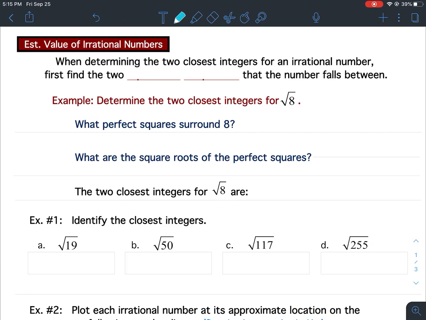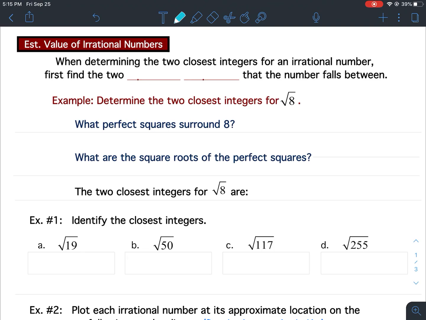So what we're going to be doing is estimating the value. We're going to round, or we're going to use other methods to find an approximate answer. One thing we might be asked to do is to determine the two closest integers for an irrational number. In other words, we want to know, what does this number fall between? What two integers does this number fall between?